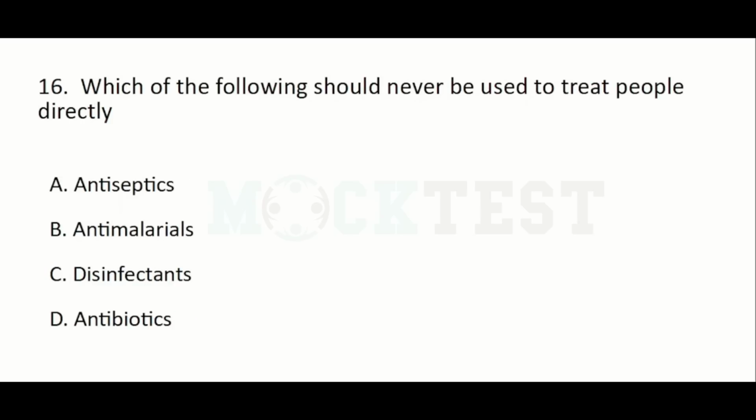Which of the following should never be used to treat people directly? Option A, antiseptics. Option B, antimalarials. Option C, disinfectants. Option D, antibiotics. Answer option C, disinfectants. Disinfectants should never be used to treat people directly.